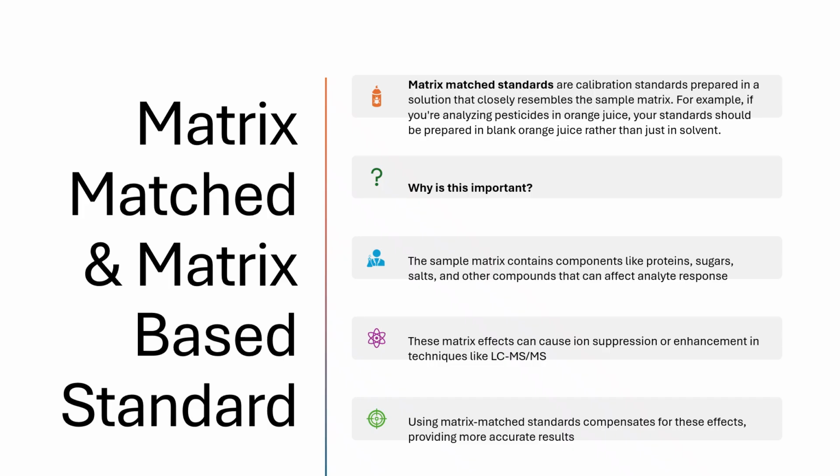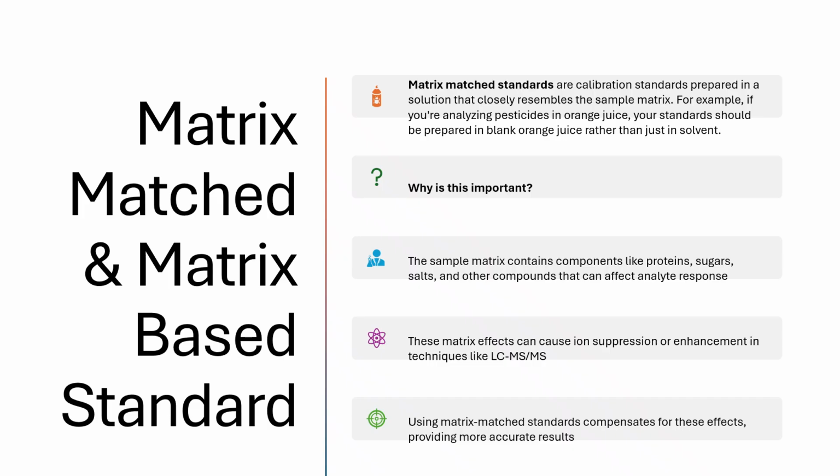So matrix match standards are calibration standards prepared in a solution that closely resembles the sample matrix. For example, if you are analyzing pesticide in orange juice, your standard should be prepared in blank orange juice rather than just in solvent. And why is this important? Why can't we just prepare the standard in solvent and plot the graph?